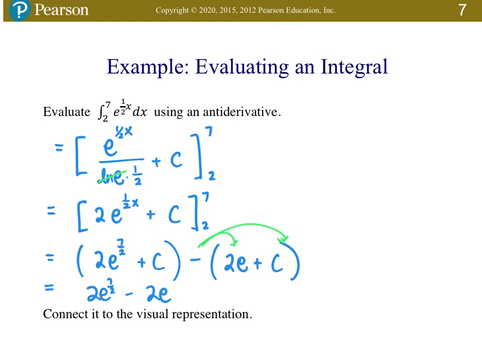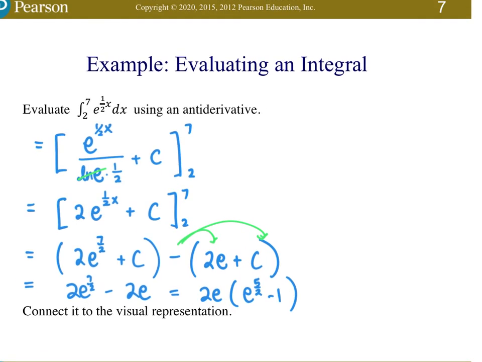Okay, that can't be simplified. It could be factored, perhaps. You could take out a 2e. That would leave me with e to the 5/2 minus 1. But either way, again, it's an irrational but exact number. And so you could express that with your visual representation.